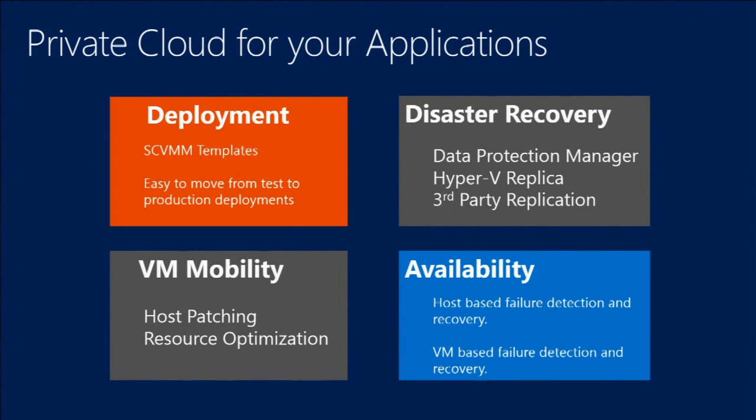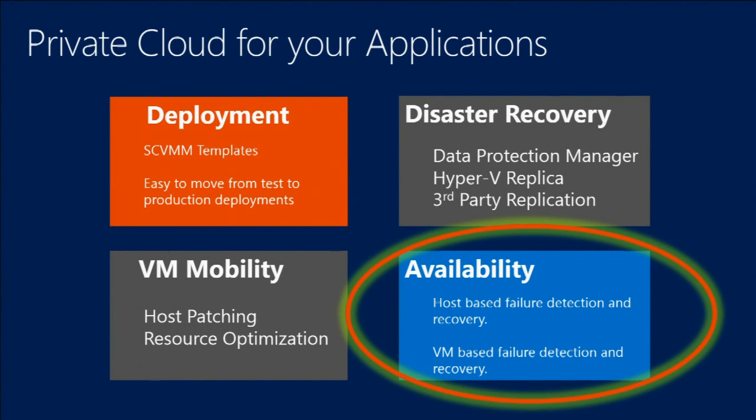Then for disaster recovery, you have an option to use our in-house Data Protection Manager. For asynchronous replication, you can use Hyper-V Replica. Or if you're looking for synchronous replication, we have worked with our third-party partners, such as Symantec, DoubleTake and SteelEye, to provide solutions for you. But the context of our discussion today is availability for your private cloud.